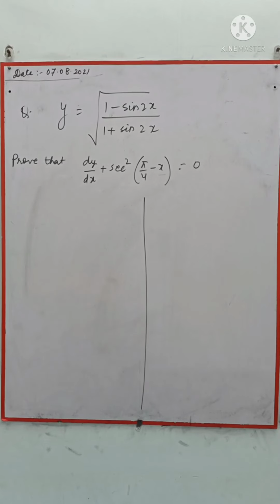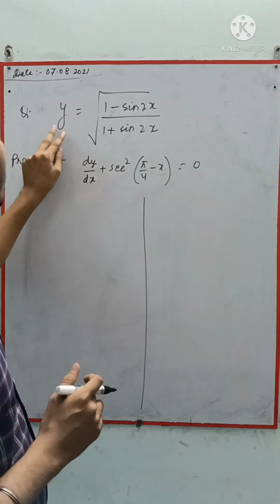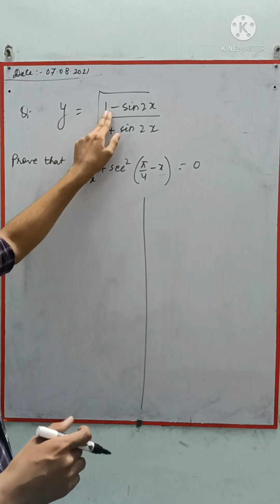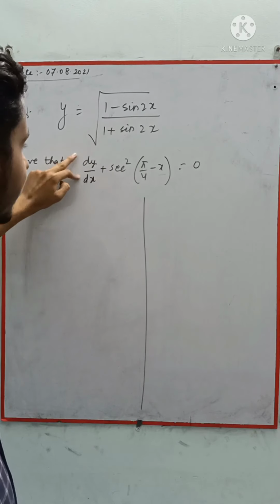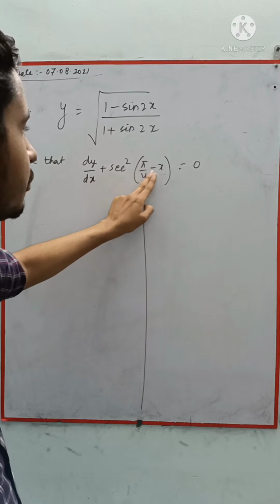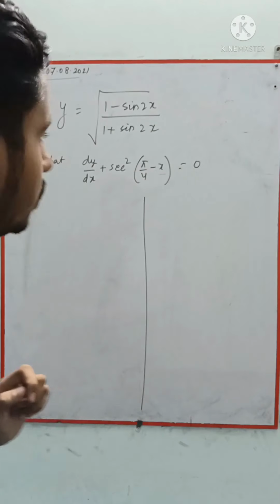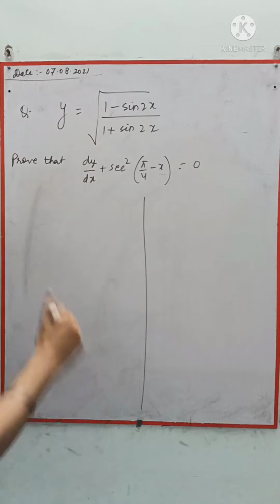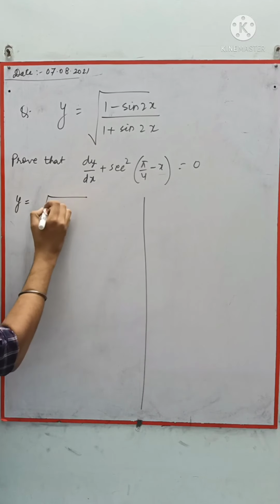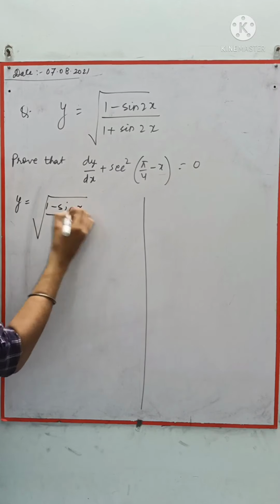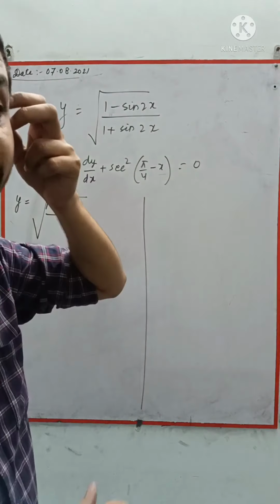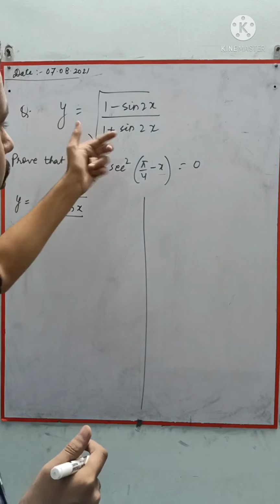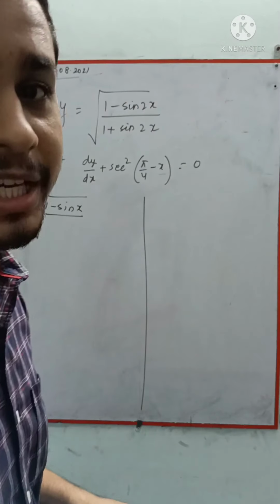Okay, please understand this question very seriously. You are given y as root of 1 minus sine 2x upon 1 plus sine 2x, and you have to prove that dy dx plus sec square pi by 4 minus x is equal to 0. So what will be the approach of doing this question? We need to prove this, that means we require dy dx, that means we need to differentiate. But before differentiating, I told you please simplify your question in the easy way.